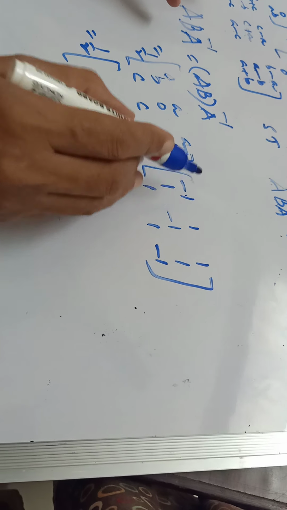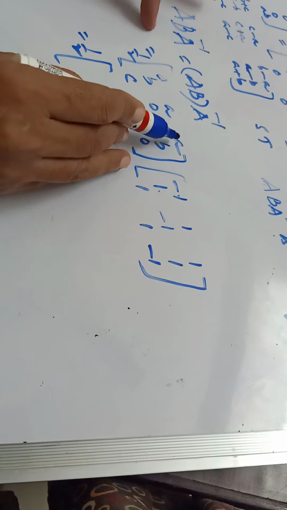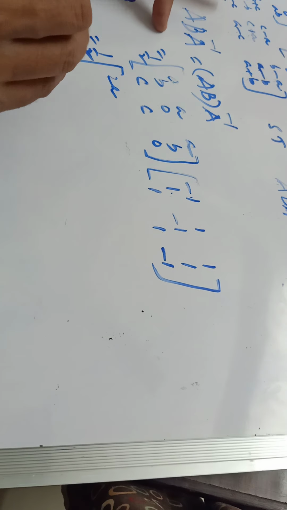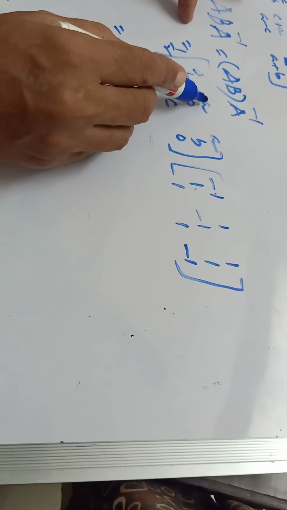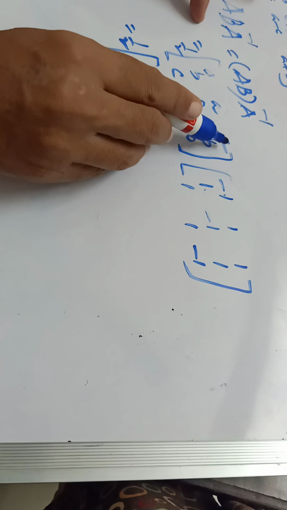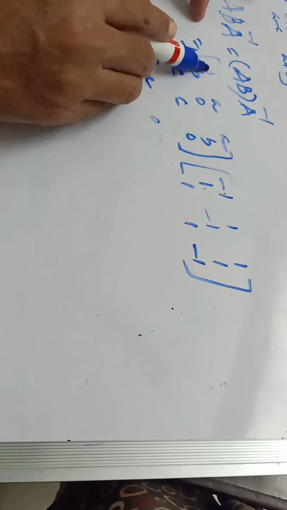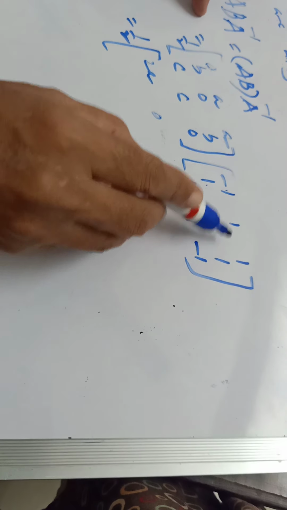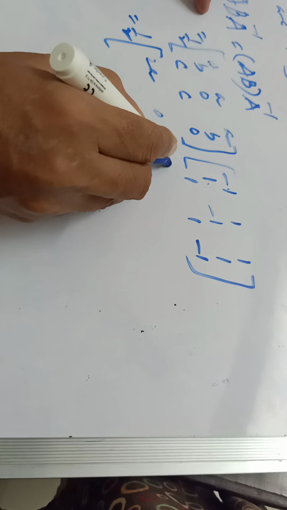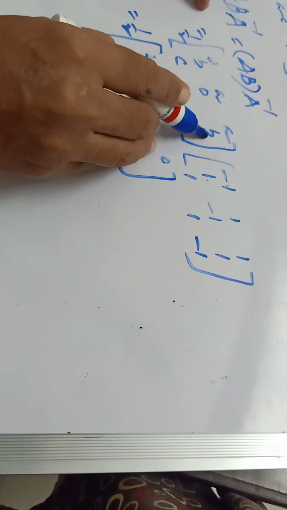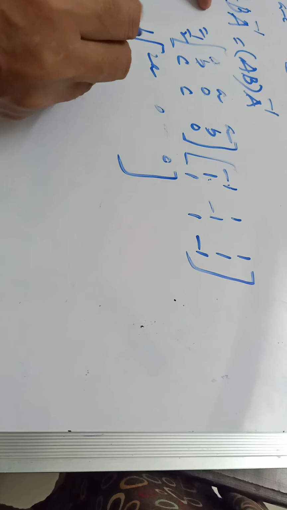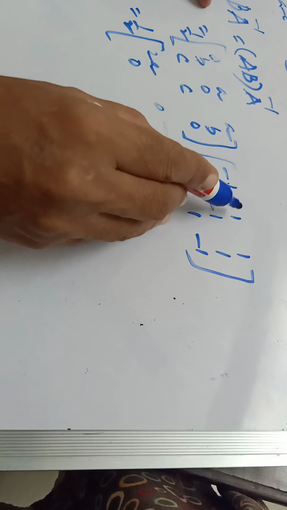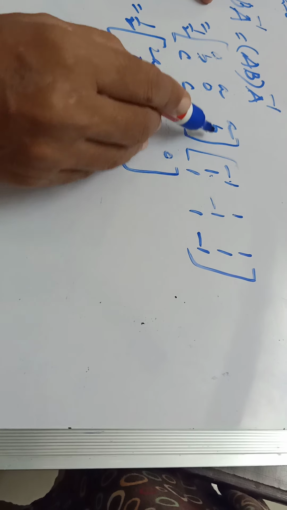0 into something is 0. So A plus A, 2A. This is the first element. 0 into 1 is 0. A into minus A plus A, 0. 0 into something is 0. A minus A, 0. Now multiply the second row with first column. Minus B, this is 0 plus B, 0. Now B, this is 0 plus B, 2B.